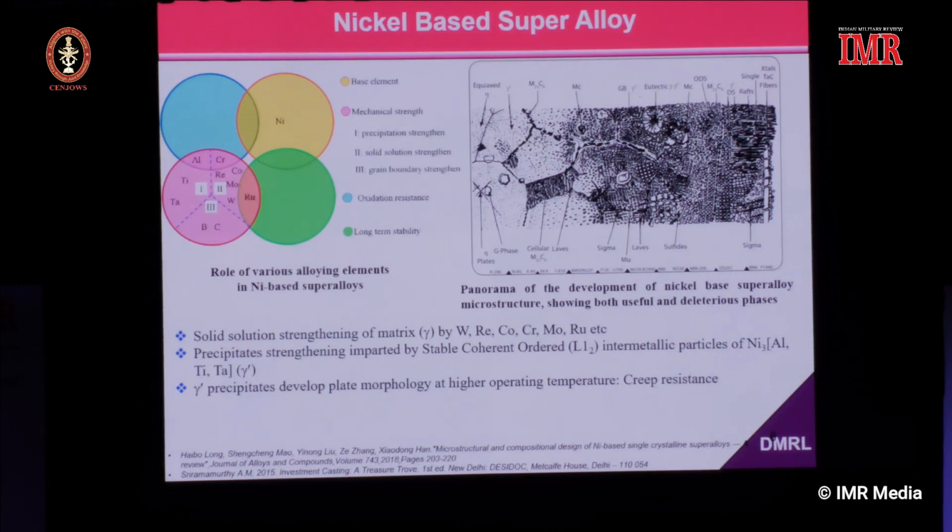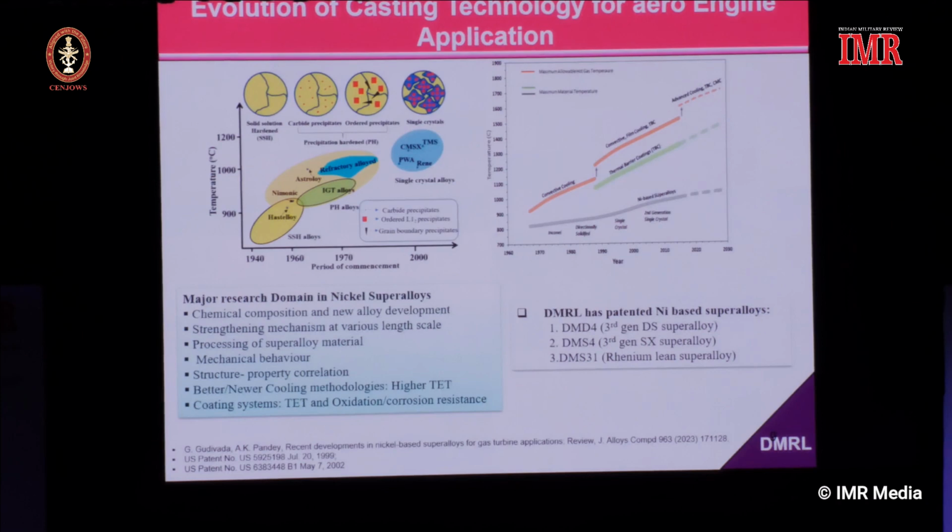Microstructure also: these superalloys will have a panorama of microstructure, having different phases and combinations of phases and features. They need to be optimized so that we get the desired properties, so that the components we are talking about function their intended job. Very briefly on the evolution: evolution has been on various fronts, from wrought alloys to cast alloys, from polycrystal to directionally solidified, to the present state of single crystal castings.